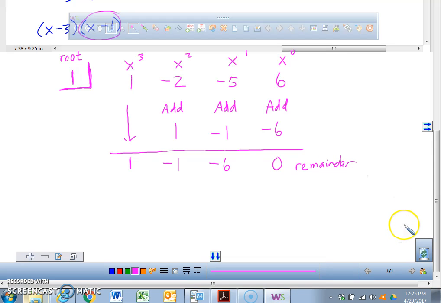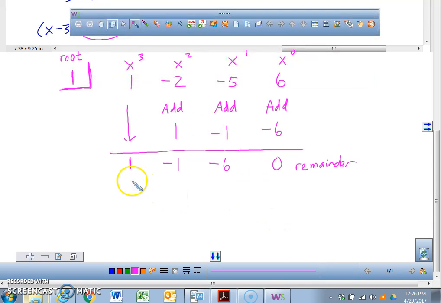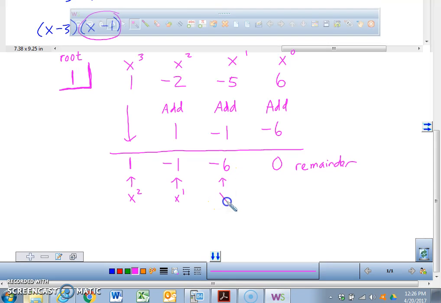You get a remainder of 0, and that's actually a good thing. If you get a remainder of 0, that means we know x minus 1 goes into that. Okay? So, what does this represent? This represents how many x squareds we have. This represents how many x firsts. And this right here represents the constant that we have at the end. So this is x squared minus x minus 6.